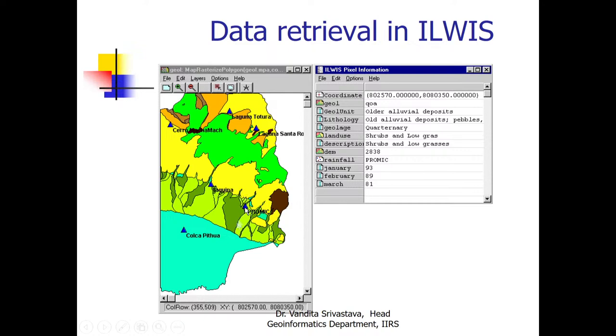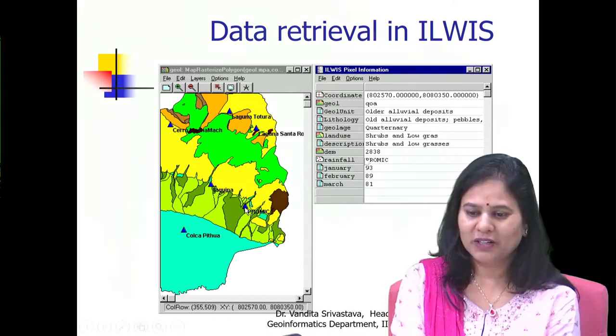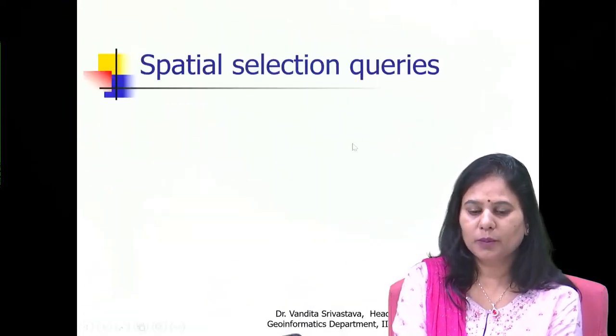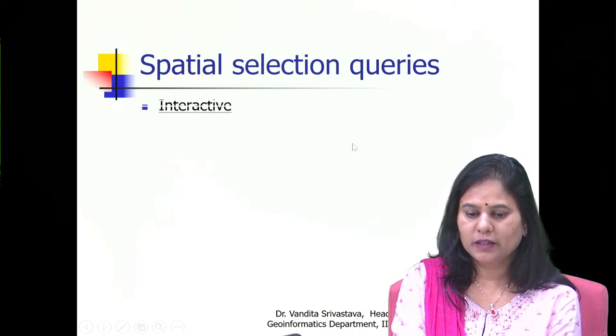So just by moving your cursor here, by looking at only one map, you can see all the relevant information which is georeferenced, that is present in the data set. Okay, so this is a very useful tool for doing a quick reconnaissance, an online reconnaissance survey kind of operation you can do here. And then I'll talk about the spatial selection queries.